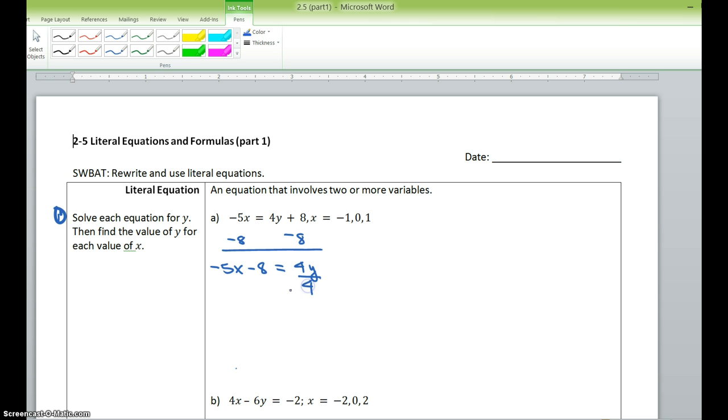So I'm going to divide by 4, divide by 4, divide by 4. I'm going to divide every single term by 4. So what am I left with? Negative 5 over 4x. And then 4 goes into 8 two times, so minus 2 is equal to, these 4's cancel out, y.